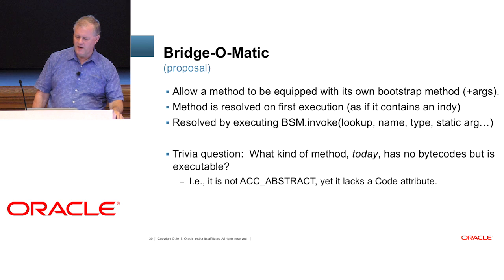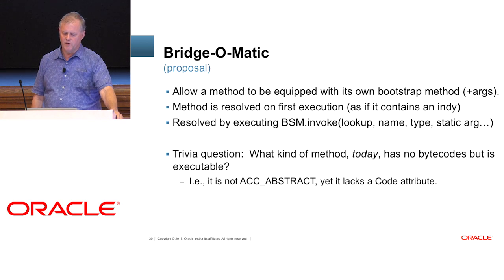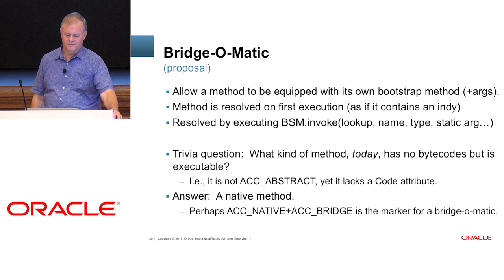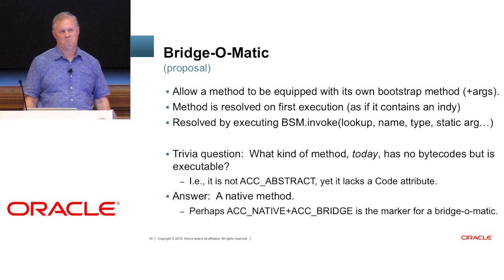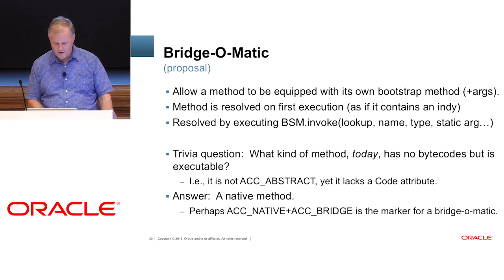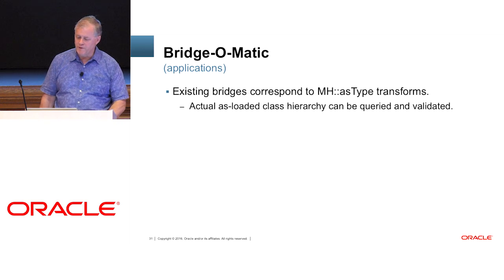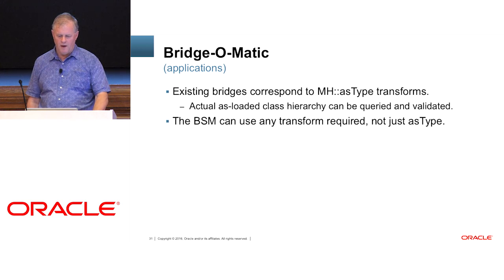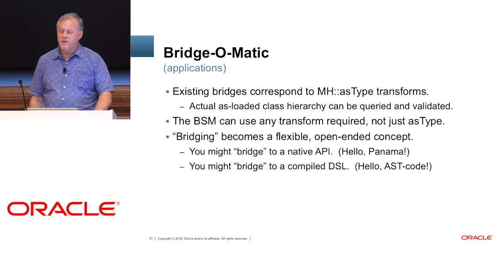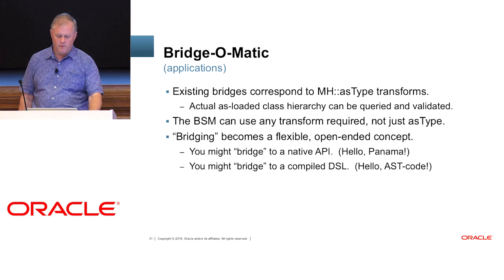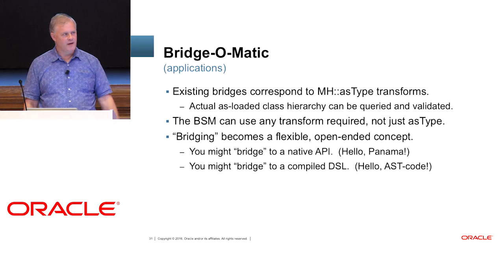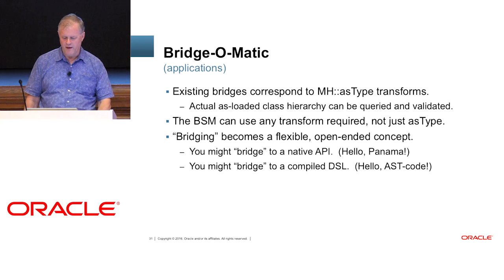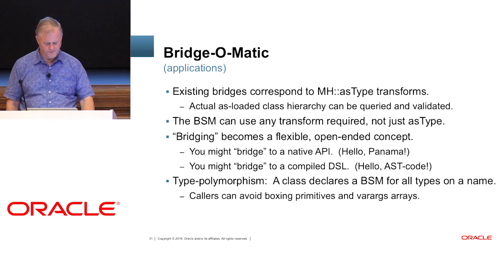Here's a trivia question. What kind of method has no bytecodes but is executable? Yep. Well, maybe what we're looking for is ACC_NATIVE plus ACC_BRIDGE. That wouldn't be the worst thing in the world. Okay, what would we use it for? Well, existing bridges. Bridging becomes a very open-ended concept. What can you bridge to? Well, you can bridge to the future. You can bridge to a native API. You can bridge to some Panama thing. You can bridge to a piece of DSL.